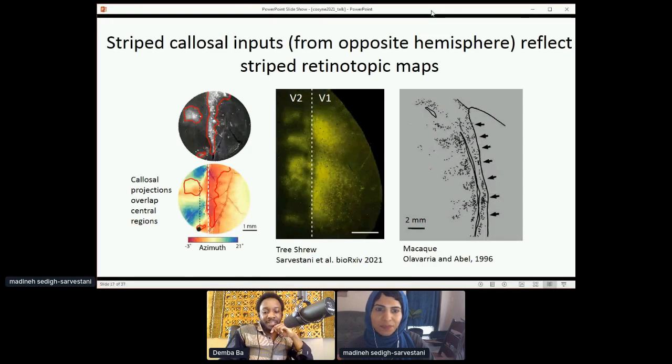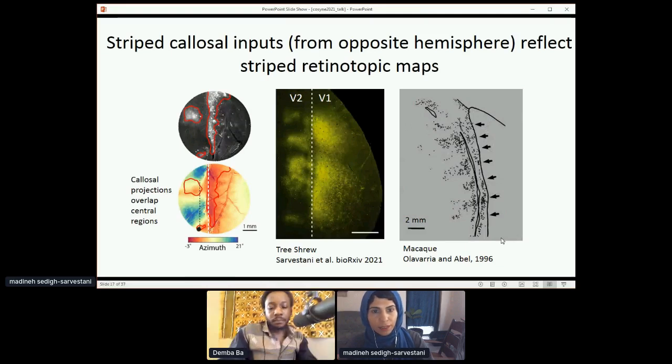Okay, thanks. I mentioned this because callosal projections in V2 aren't unique to the tree shrew. They've been observed in a couple different animals, most notably primates. So here's a flattened section of the macaque where you see these striped patterns of callosally projecting neurons in area V2. So this suggests that macaque V2 might also have a striped representation reflecting a sinusoidal transformation of the visual field.